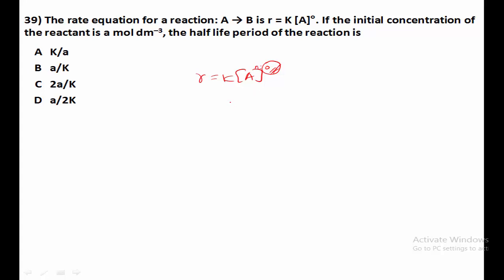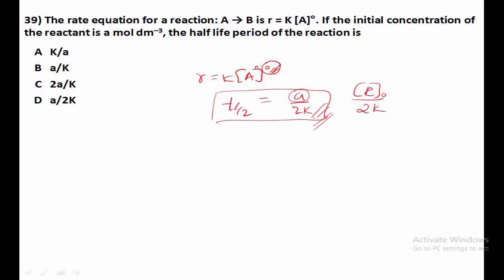If the order of reaction is 0, the half-life period of that order of reaction is A divided by 2k. Or you can also write it as R0 divided by 2k. But here instead of R0 they have given A. Hence A divided by 2K is the equation for half-life of a zero order reaction. Therefore, which option is right here? Option D. 39th, option D is the right answer.